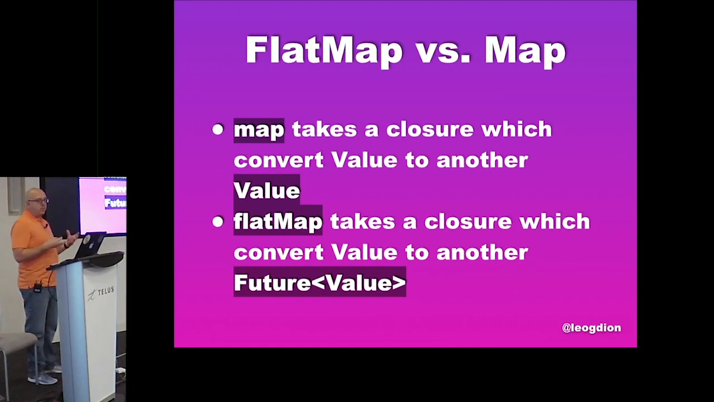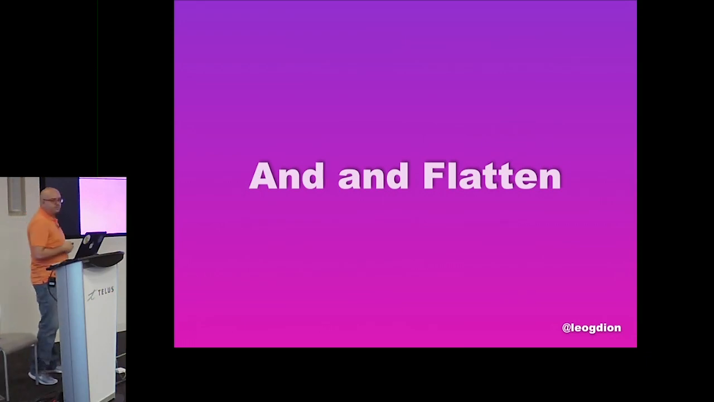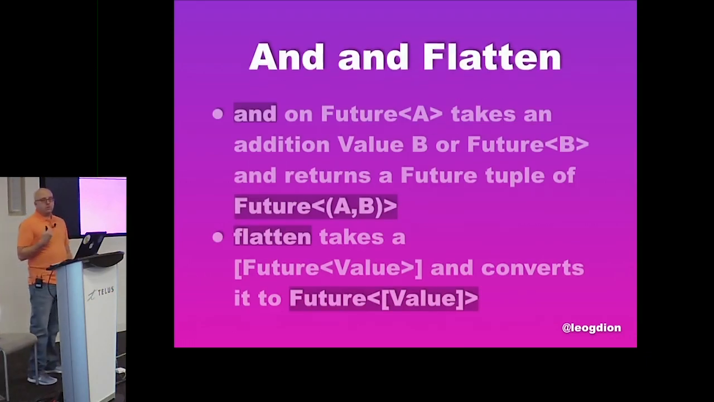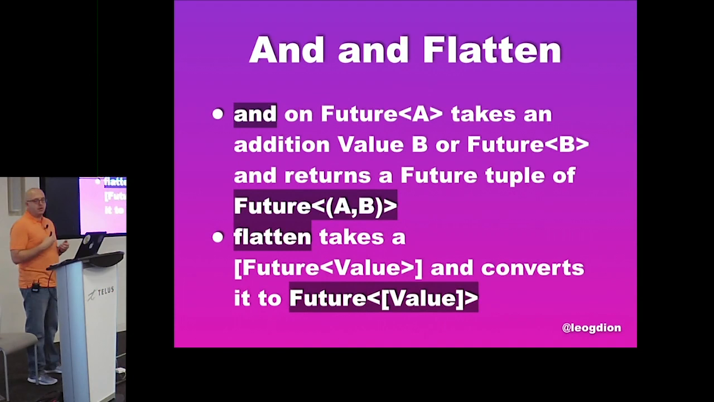And then map will take basically a synchronous function. We'll talk about that, show examples of that in a little bit. Another case is where you have a set of futures that are either the same type or different types. And that's where and and flatten come in. So and will take a future A and a future B. And if you call that, it will give you a future of AB as a tuple.